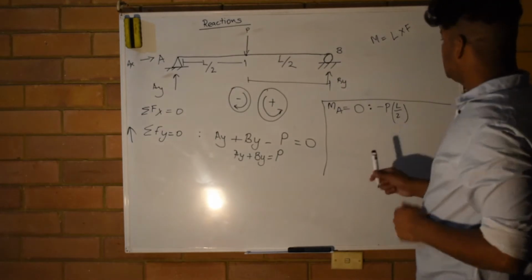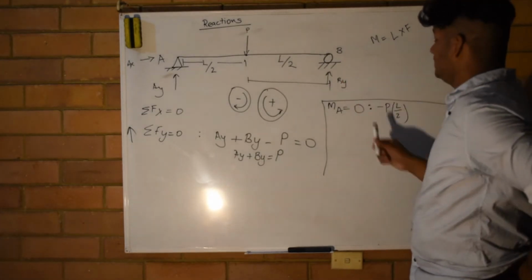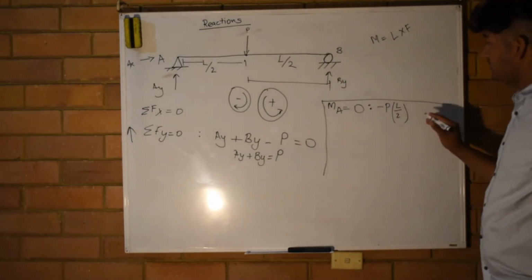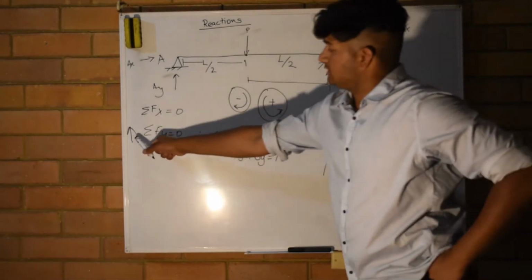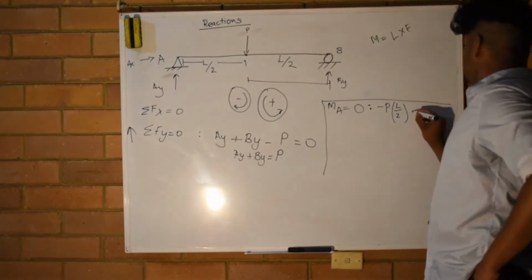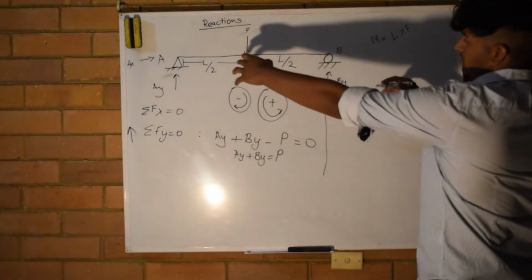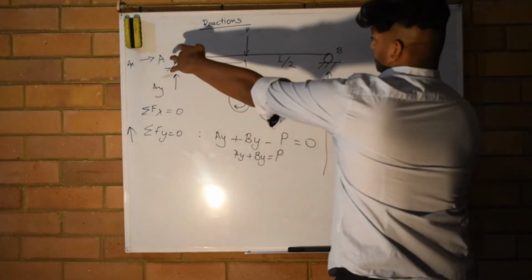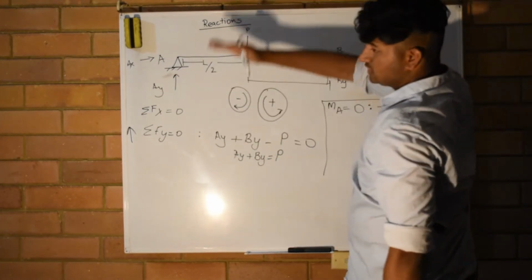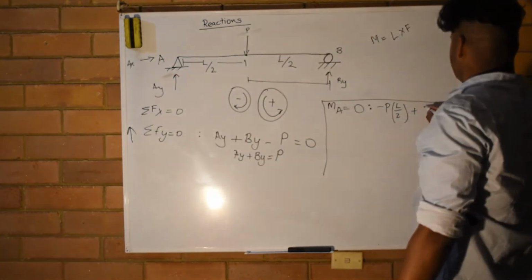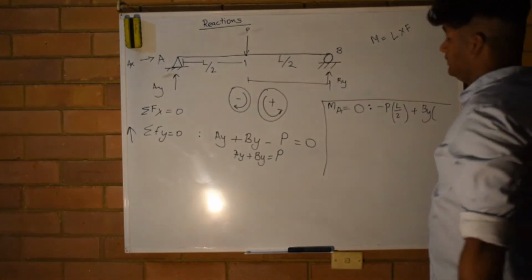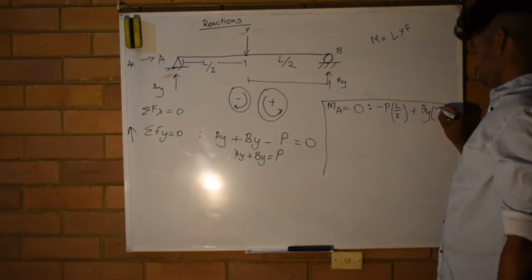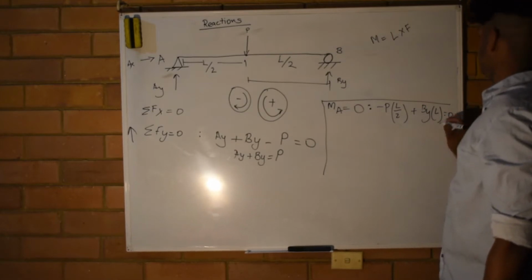Okay, so the next part is my B. The sign here is going to be positive because, like I said, if you think about the moment, it's going this way, pushing upwards, so that's anti-clockwise. So BY times L, plus negative P times L over 2, equals 0, okay?